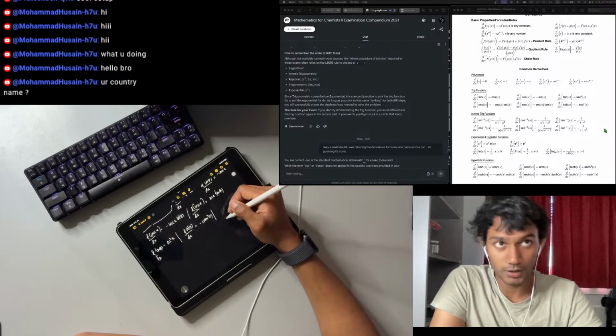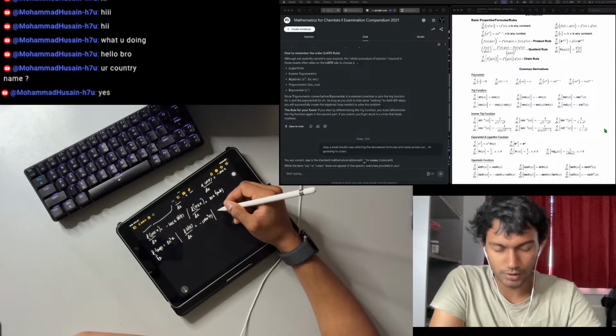So cot x equals minus cosine square x. Tan x equals sec square x.